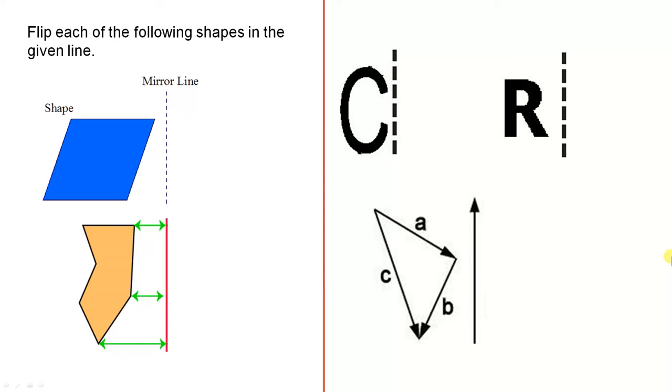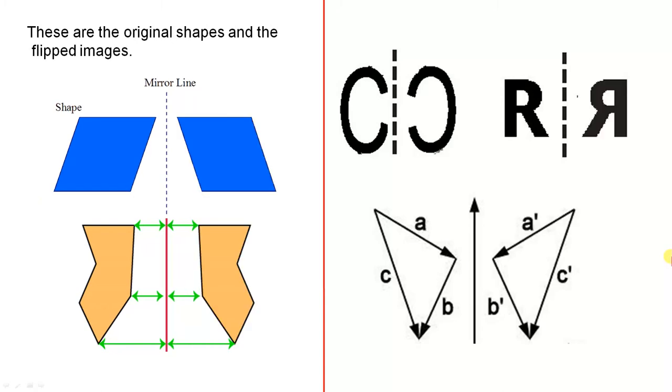Okay, here we go. These are the answers. So these are the original shapes and the flipped images. Okay, so the flipping occurs across there, and that flipping goes that way. That flipping has gone that way. That's gone that way. And that flipping's gone that way.